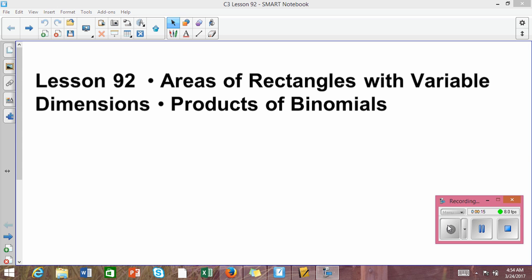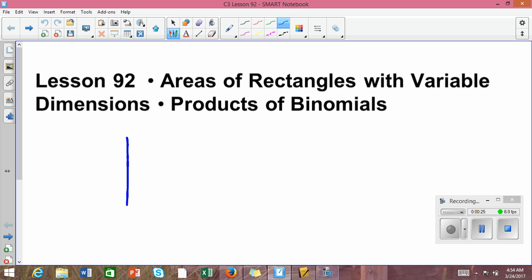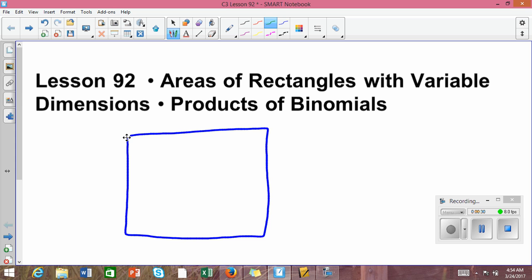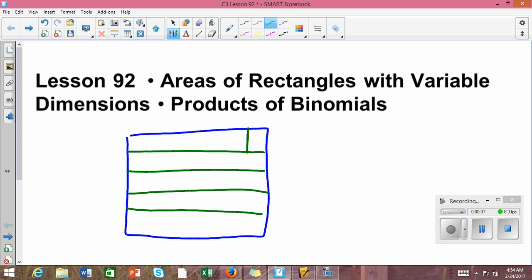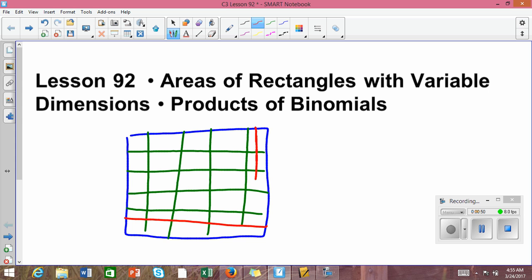So I don't know if your mothers and fathers have ever told you, but you can't always have it perfect. The best example I can give you of areas of rectangles with variable dimensions is when Mom and Dad worked in the bathroom and they had to tile the floor. And they said, okay, guess what? Our house is not perfectly square. So when we create these tiles, we're going to have to make some cuts in our tiles to make them not even.